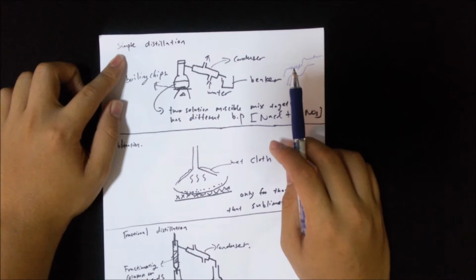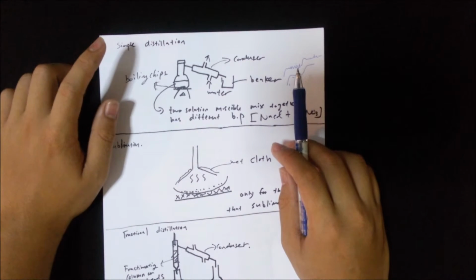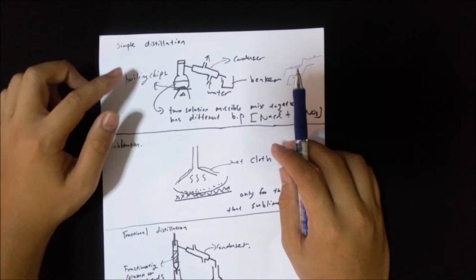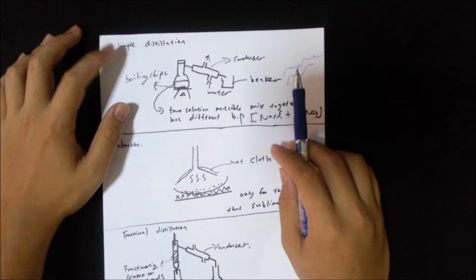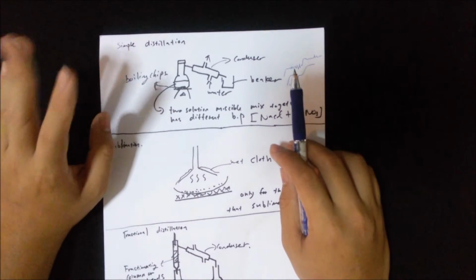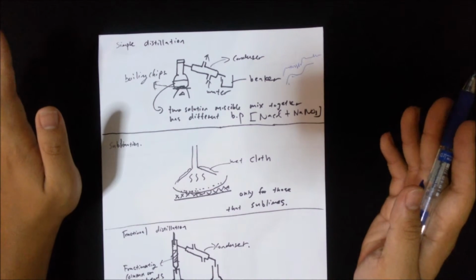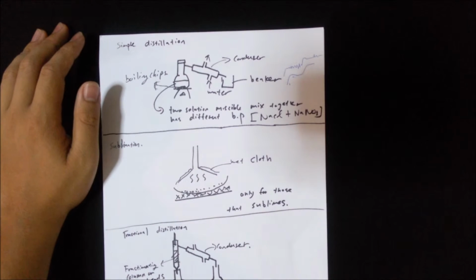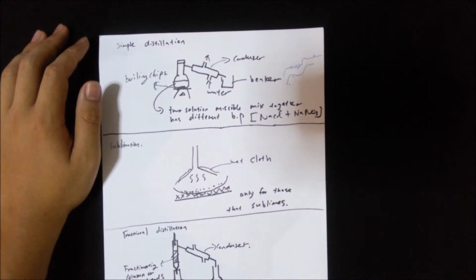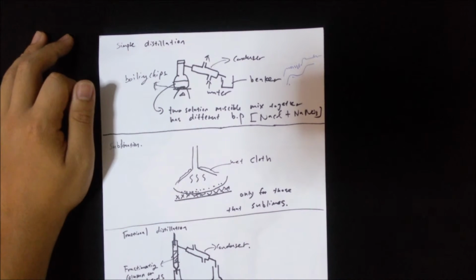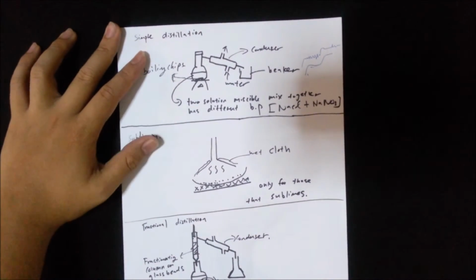Do bear in mind that this is simple distillation. The difference between simple distillation and fractional distillation, which I will be covering in a minute's time, is that simple distillation is for us to separate two miscible liquids that have a very huge difference in terms of their boiling point. Remember, you must have a very huge difference in terms of boiling point. For example, water and NaCl. Water might have a boiling point of 100 degrees, while NaCl might have a boiling point of 70 degrees.